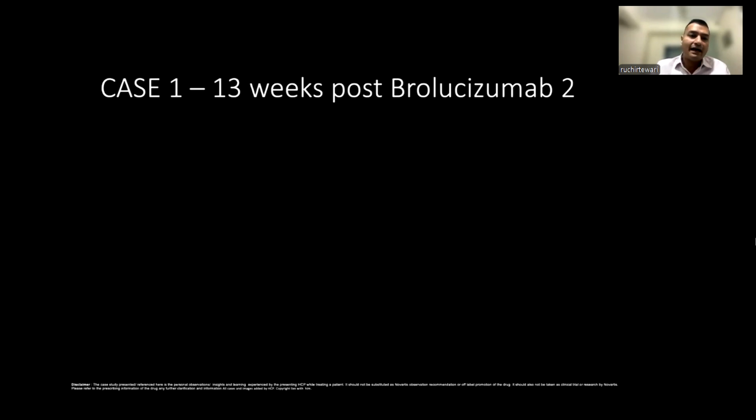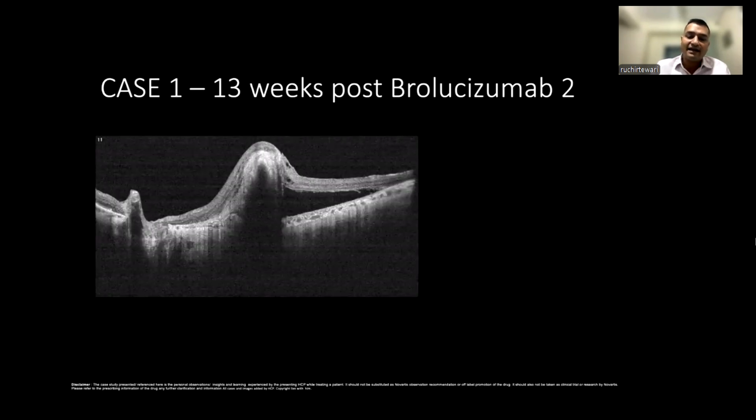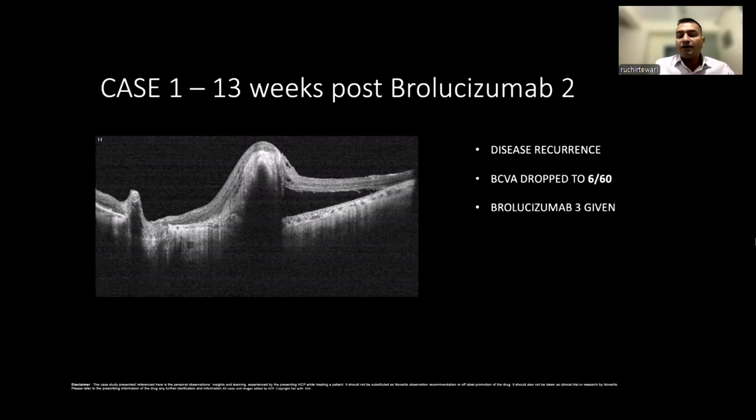He's asked to come back after 4 weeks, but then he comes back at 7 weeks later, where he again has a recurrence. So BCVA had dropped down. At this time, he received his third brolucizumab injection.